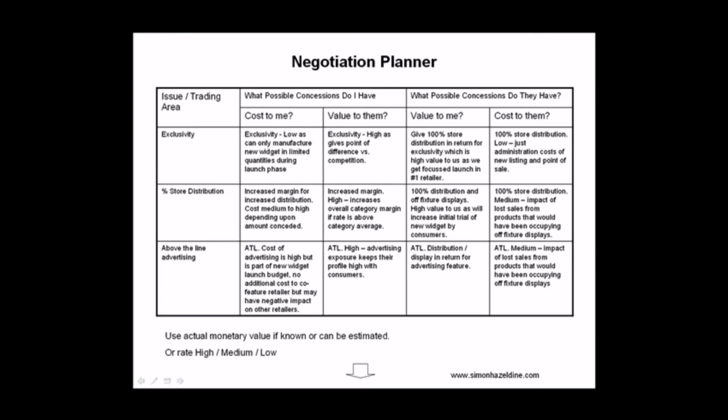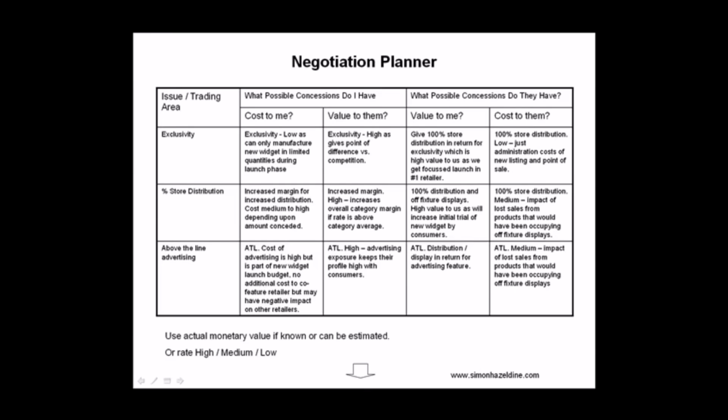So what possible concessions could they make, or could we encourage them to make, is they could give us 100% store distribution in return for exclusivity. That's really high value to us, as we get a very focused launch in the number 1 retailer. The cost to them? Well, actually, it's relatively low. It's just the administration costs of the new listing and creating the point of sale material in the store. So actually, that's something high value to us, but relatively low cost to them. And the issue of exclusivity is relatively low impact or low cost to us, but could be perceived as being very valuable to them.